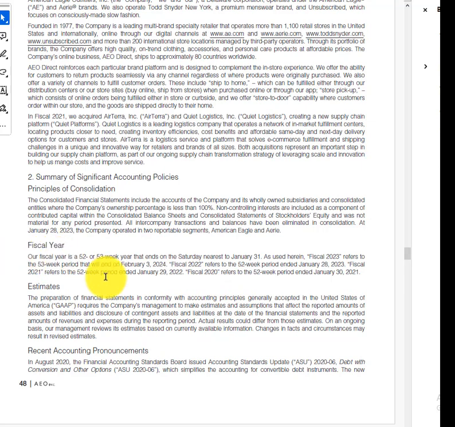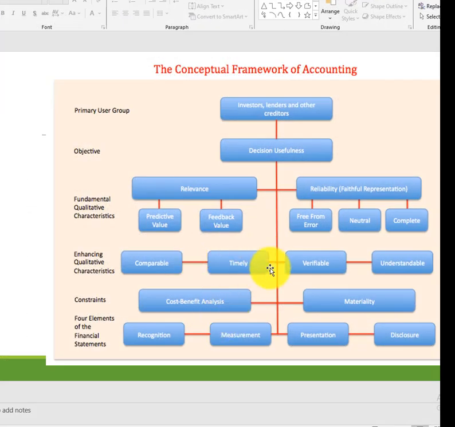Okay. Then of course we need to know the time period. Why? So we know how timely this information is to make decisions.